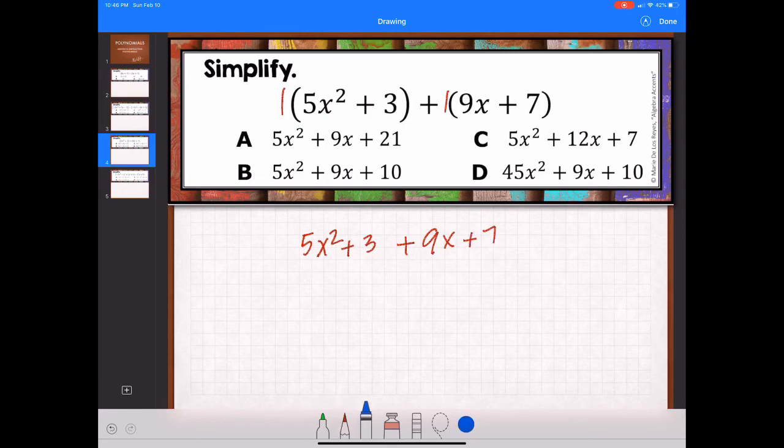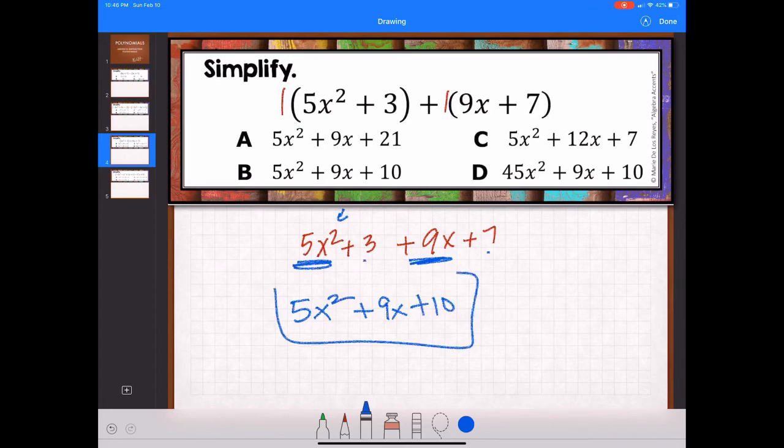Combine like terms. You always want to go from the highest power when you combine like terms to the lowest power. So we start off with the 5x squared in this example. There aren't any more 5x squared, so we're just going to write down 5x squared. Then the next lower power is 9x, so positive 9x, and then these two constants will get together for 10. So this is our simplified answer. So the correct answer is B.